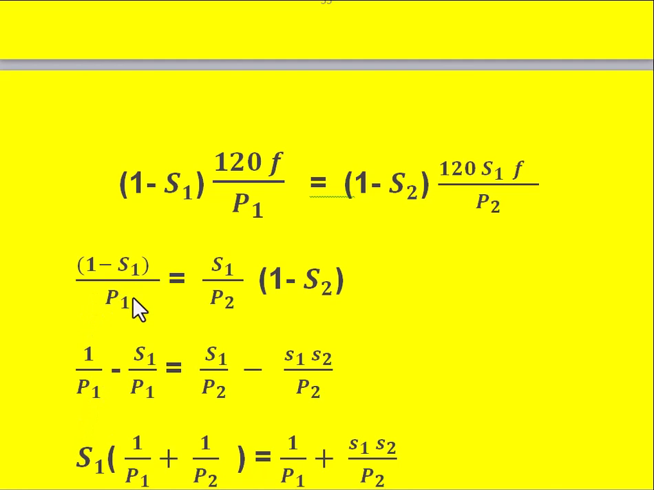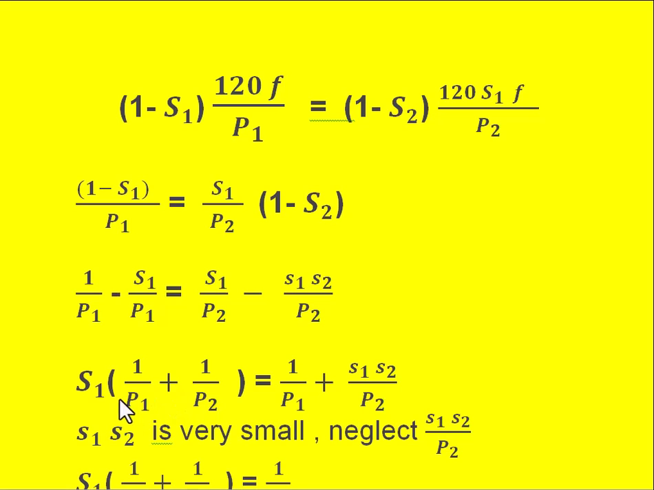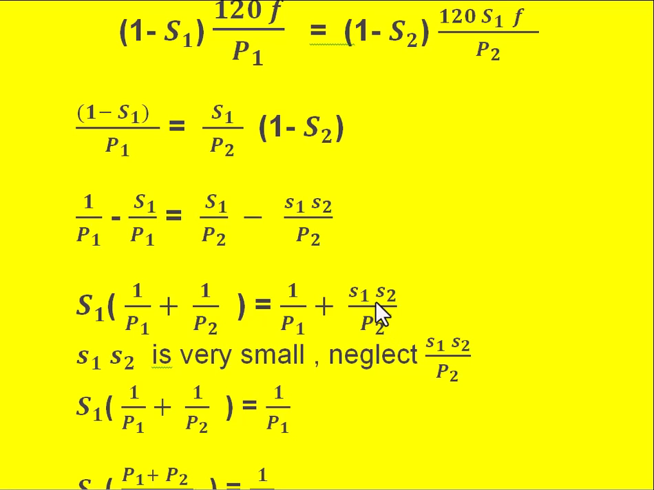Then further simplification leads to: 1 by P1 minus S1 by P1 is equal to S1 by P2 minus S1 S2 divided by P2. Further simplification leads to S1 into 1 by P1 plus 1 by P2 is equal to 1 by P1 plus S1 S2 divided by P2. Since the slip for induction motors is very small, S1 into S2 is very small, so this term, S1 S2 divided by P2, can be neglected.